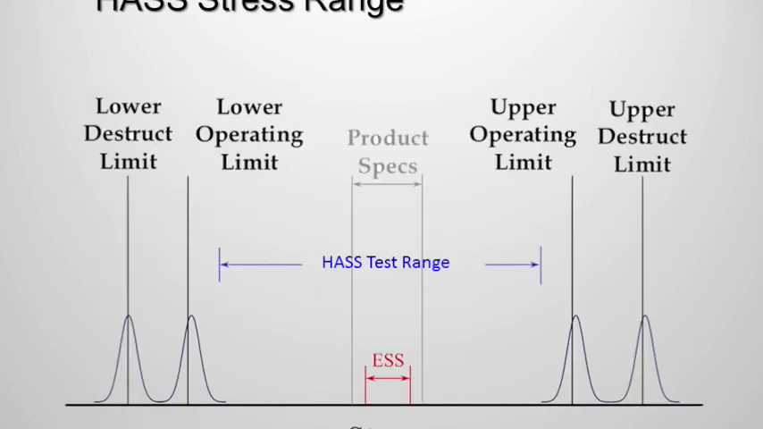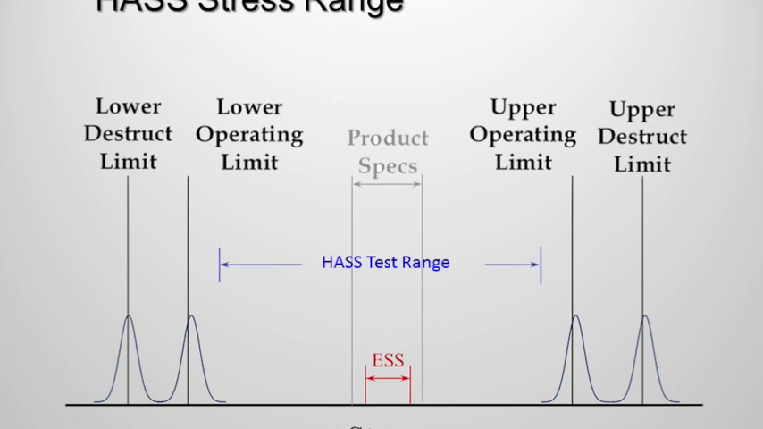A HAS profile may look something like this, where if you have a chart of the stresses and then performance of failures, you have your product specifications. Those product specifications are what the customers recommended, how they're recommended to use it. You have your lower and upper operating limits, and this is the point at which the product, from testing the stresses, can handle and still provides response. And then you have the destruct limits. Well, as you can see here, the HAS test range that was created is very broad.